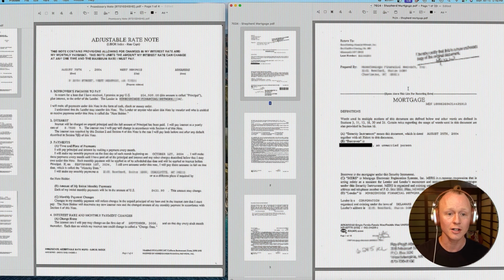Some of these documents are recorded in the public record, like the mortgage and the assignments, and other documents are between the lender and the borrower, like the note and the allonge. So I'm going to show you those documents here, starting with the note.